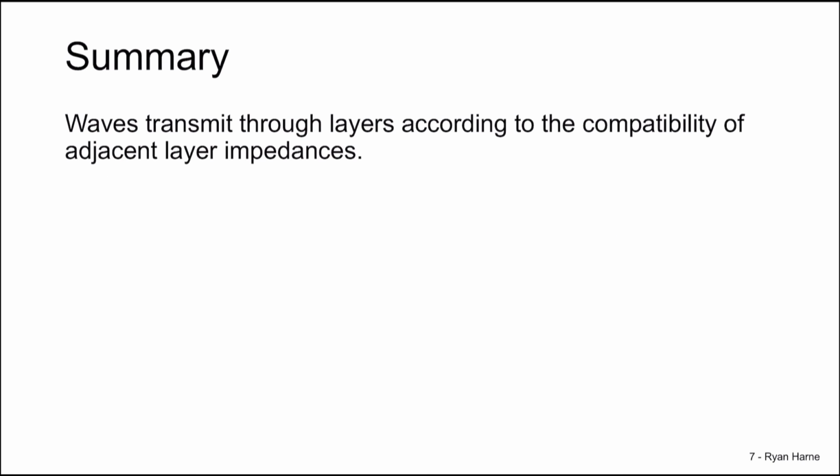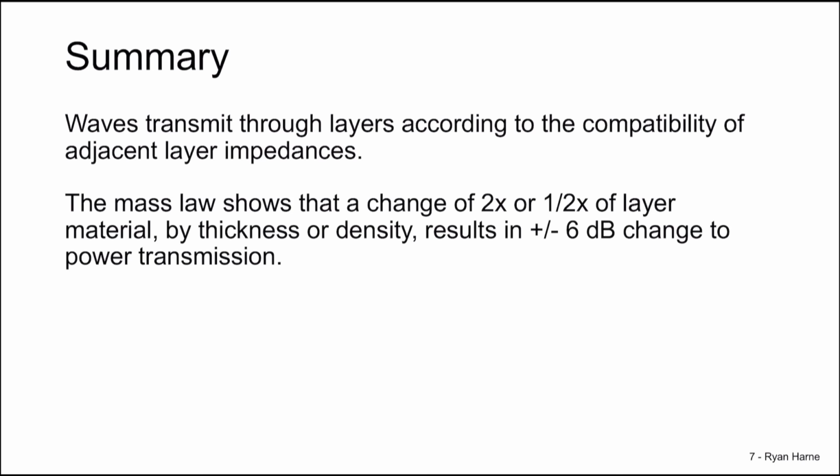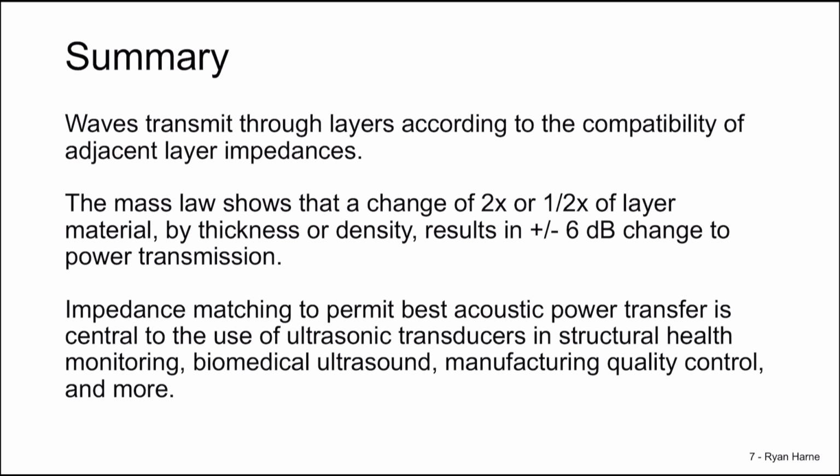So let's summarize what we've learned. We found that waves transmit through layers according to the compatibility of the adjacent layer impedances. We've found that the mass law shows that a 2 times or 1/2 times of layer material, whether by changing thickness or density, results in a plus or minus 6 dB change of the power transmission. And impedance matching is one common implementation of this theory. It helps us design ultrasonic transducers and interfacing layers to best transmit acoustic power for things like structural health monitoring, biomedical ultrasound, quality control in manufacturing, and much more.